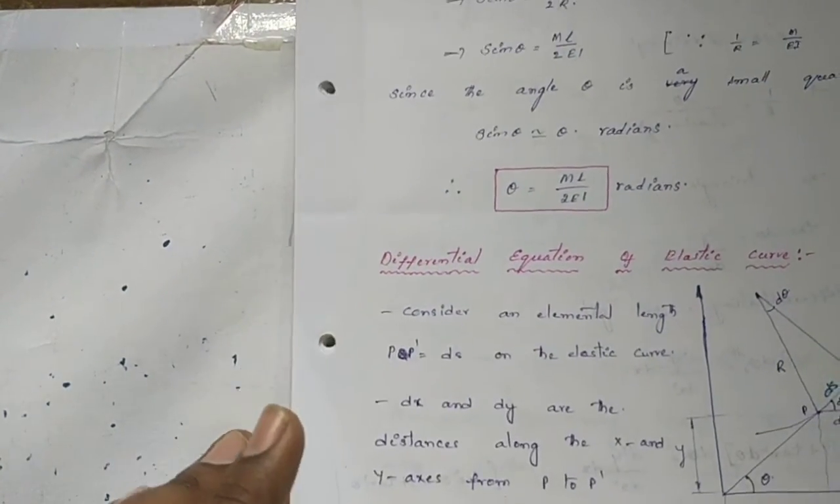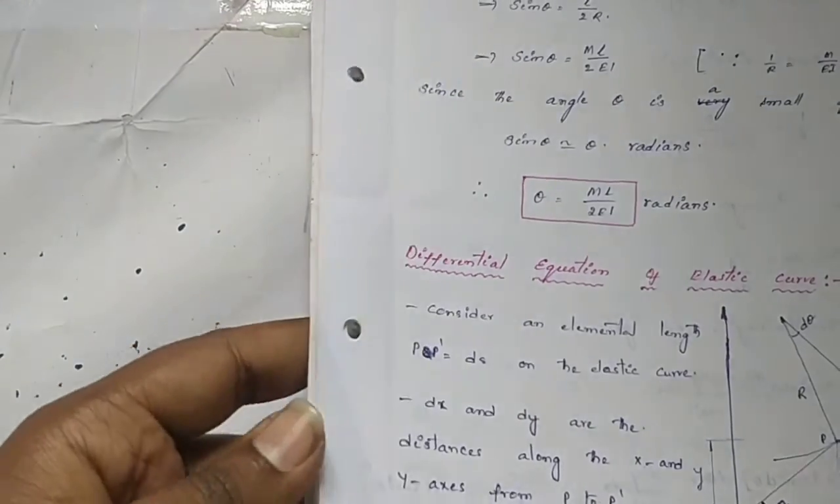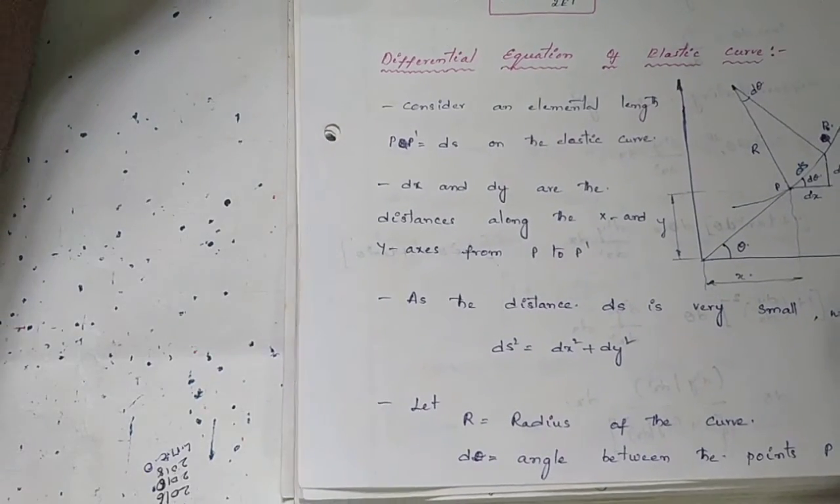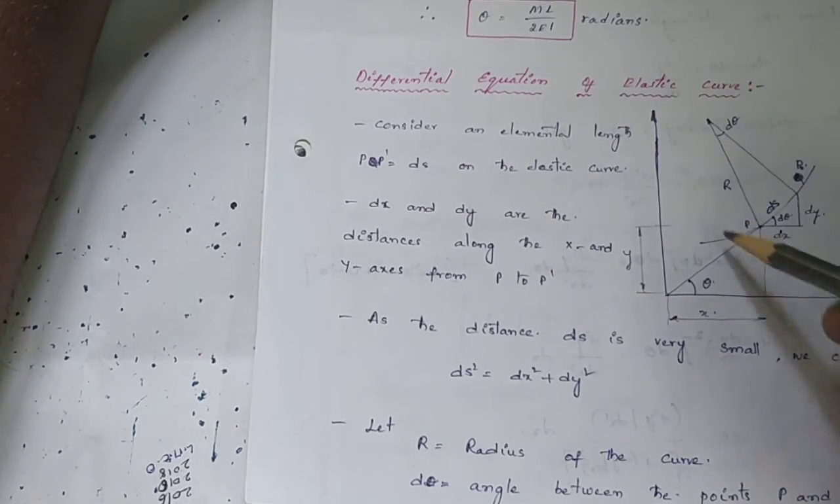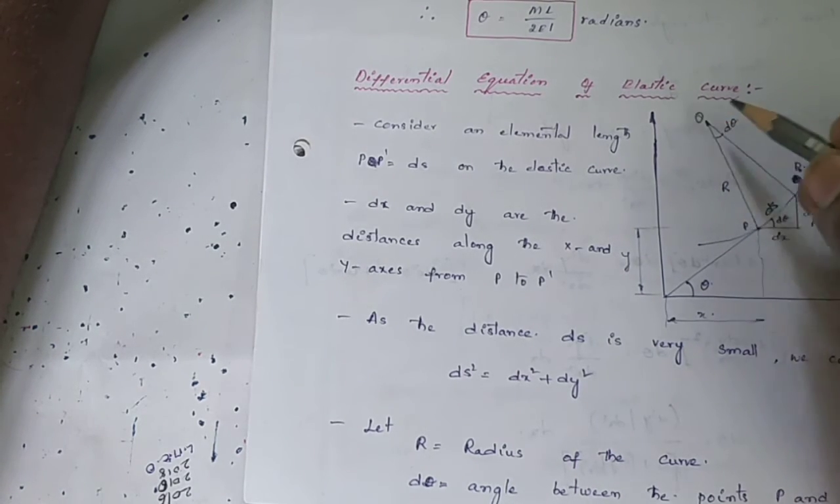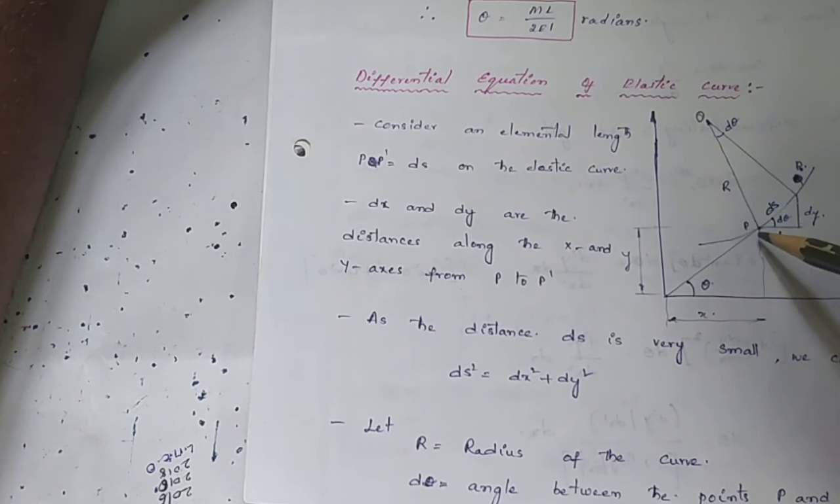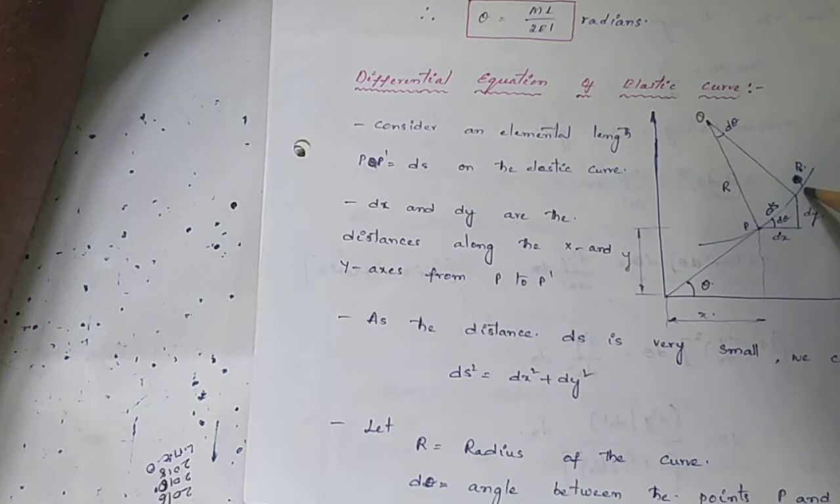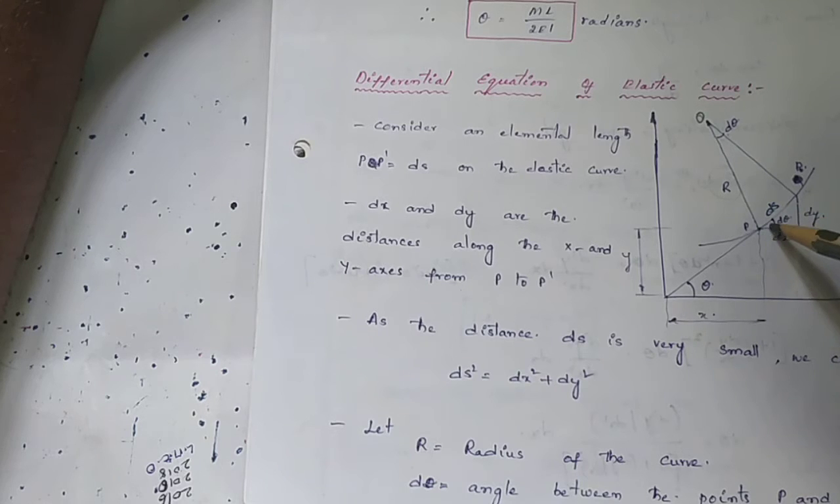Now we have calculated slope and deflection. Finally, we need to derive the differential equation of the elastic curve. Consider a small element in the curvature of the beam. O is the center of the curvature. Take one small element with radius R, where P1 is the segment with an angle d theta. From P to P1 is the arc segment, that is ds. If you draw horizontal and vertical lines, they are dx and dy.